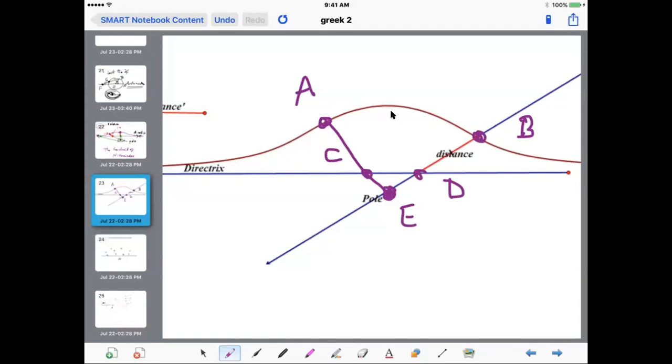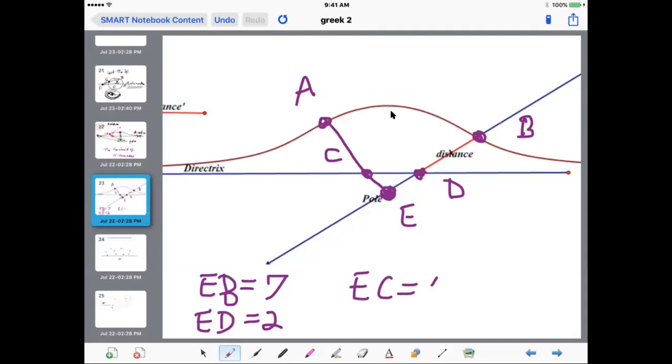And here is my favorite question. It's more of a question of, do you understand the concept? Here it is. If EB is equal to 7, EB, that's from here to here, if that's 7, and if ED is 2, and if EC is equal to 1, what would the length of EA be?